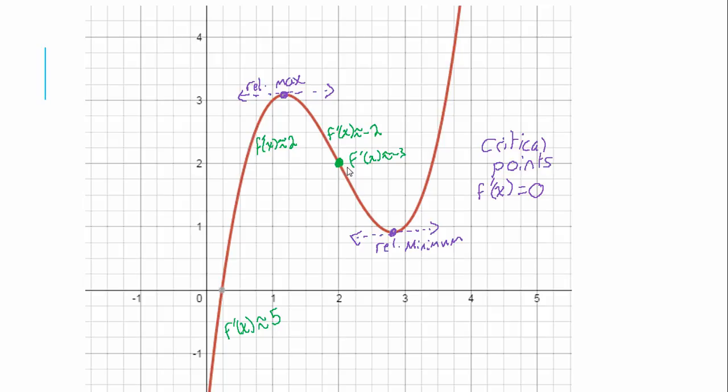That point when we're turning around from the slope going less and less steep until it gets negative, we're going to call this point the inflection point.